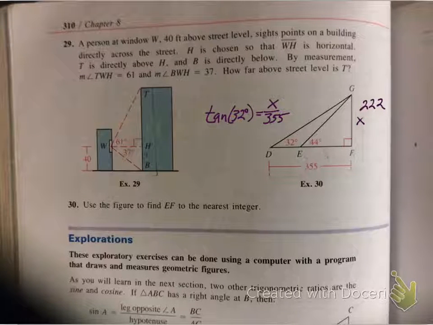Okay, it's 222. But wait a minute. Now I have everything I need. I actually only needed to do two steps, because now I can do the tangent of 44 is going to equal 222 over this missing length. Okay, is that good enough, far enough?